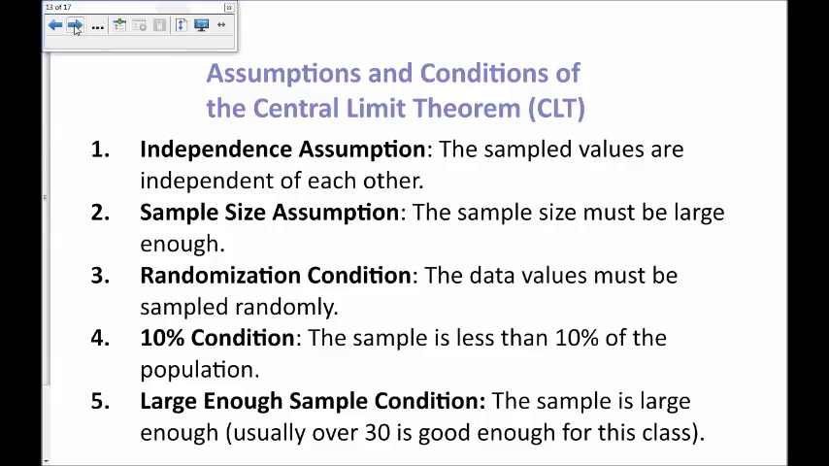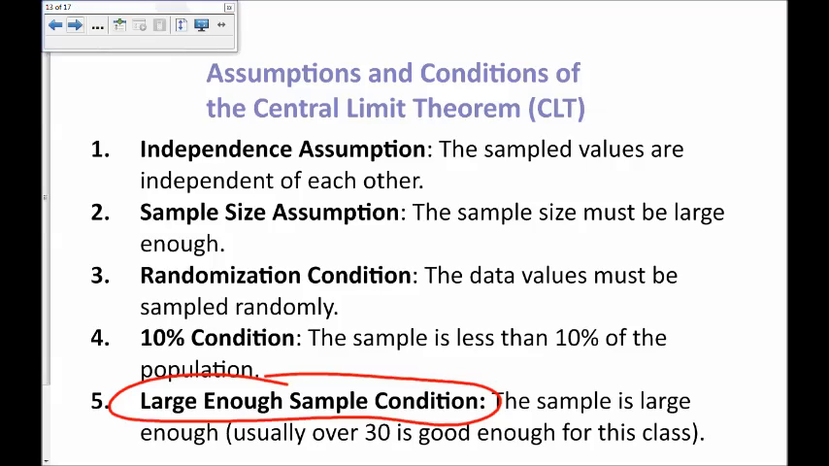They still need to be independent. The sample size still needs to be large. It still needs to be taken from a random sample. The 10% condition applies. The new one is this large enough sample condition. Okay, and the sample needs to be large enough.